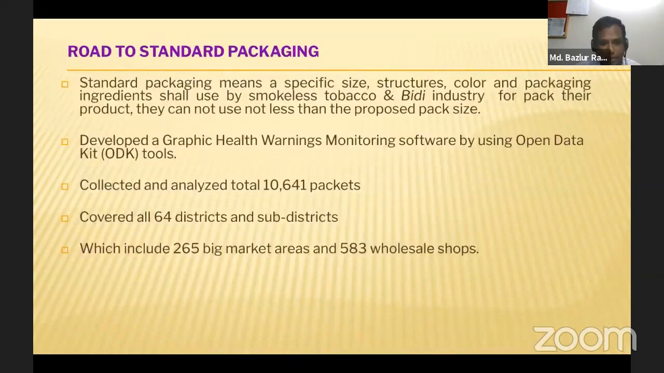So I'm going to share how we introduced the standard packaging and what we mean by standard packaging. It means a specific size, structure, color, and packaging ingredient shall be used by the smokeless tobacco and bidi industry to pack their product. They cannot use less than the proposed pack size, which we have already proposed to the National Tobacco Control Cell, Ministry of Health and Family Welfare.